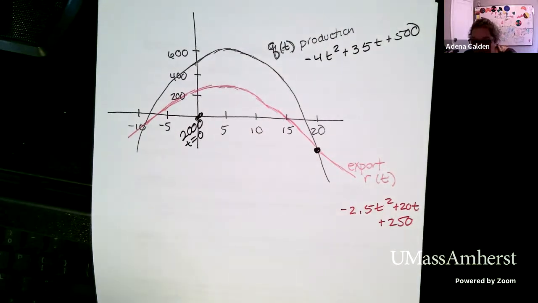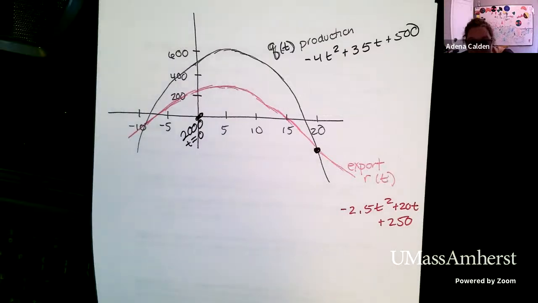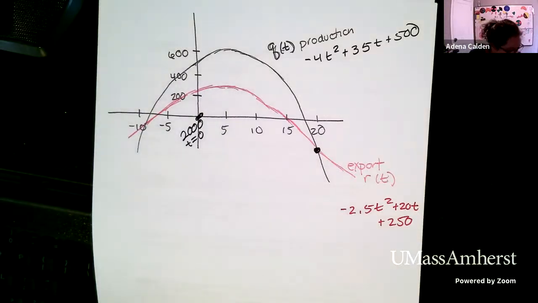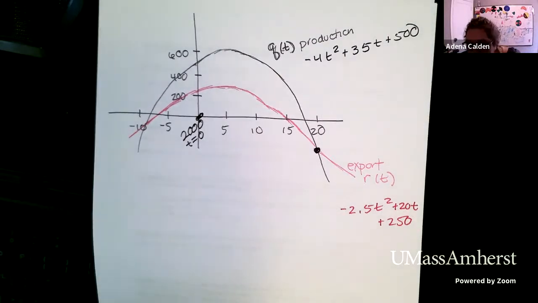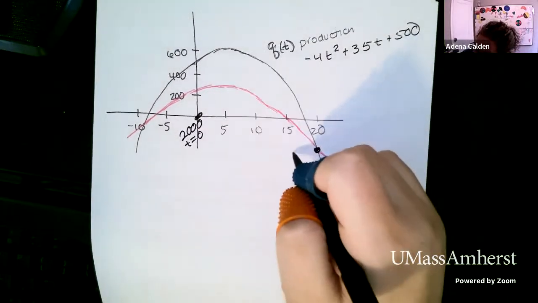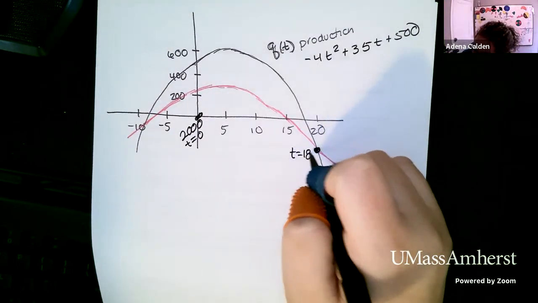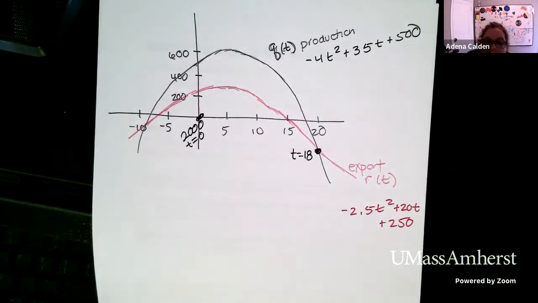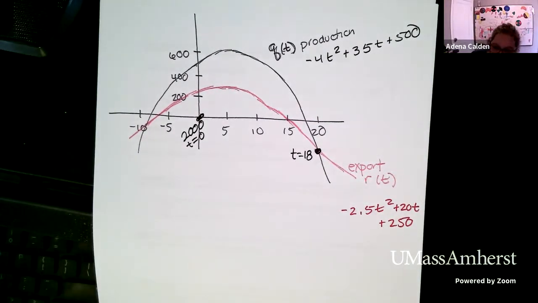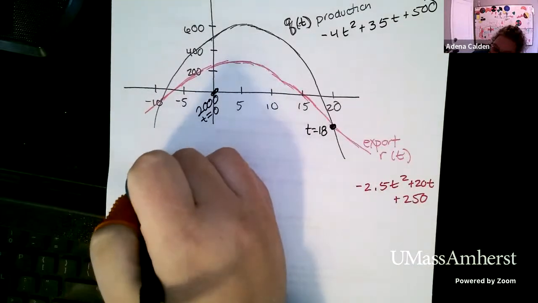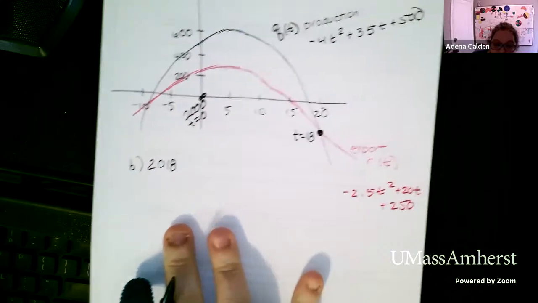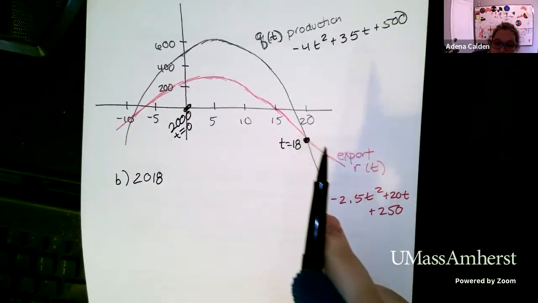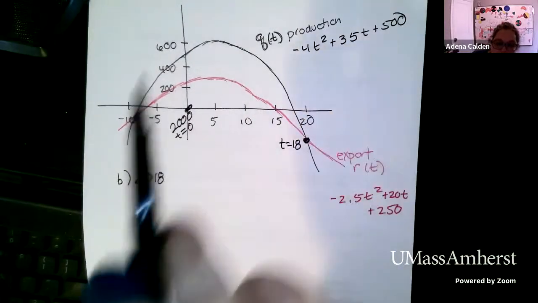But you can also do this if you have these graphed on a graphing calculator by using one of the functions on the calculator. You use the second calc button, and one of them is intersect, and you can find out where these intersect. If you do that, you see that this intersection point is 18 years after we started modeling. So that means in the year 2018 is when the demand of exportation is going to exceed the production level.